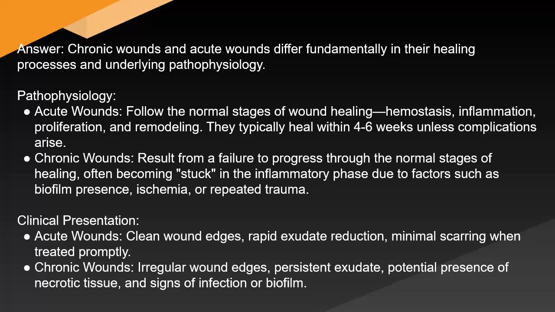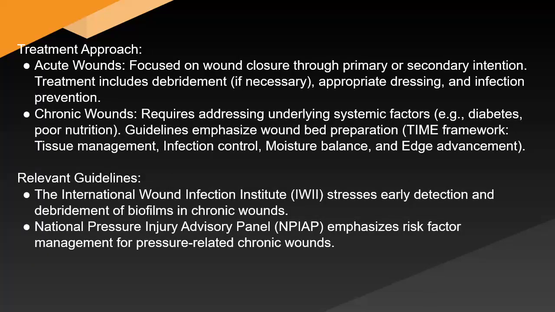Clinical presentation: acute wounds have clean wound edges, rapid exudate reduction, and minimal scarring when treated promptly. Chronic wounds: irregular wound edges, persistent exudate, potential presence of necrotic tissue, and signs of infection or biofilm. Treatment approach: acute wounds focus on wound closure through primary or secondary intention. Treatment includes debridement, if necessary, appropriate dressing, and infection prevention.